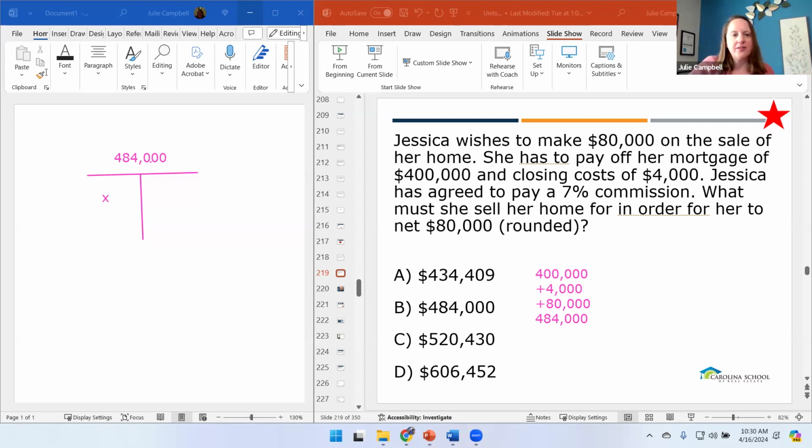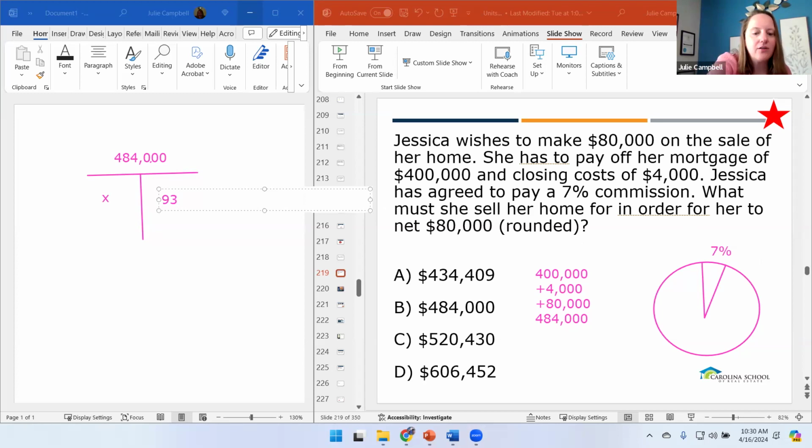Then we've got to figure out the seller rate. We do that by thinking of our pie and knowing 100% is the sales price, 100% belongs to the seller. But the seller has agreed to give us a piece of their pie. If the seller's giving us 7%, how much do they keep for themselves? They're going to keep 93%. This is the seller's rate.